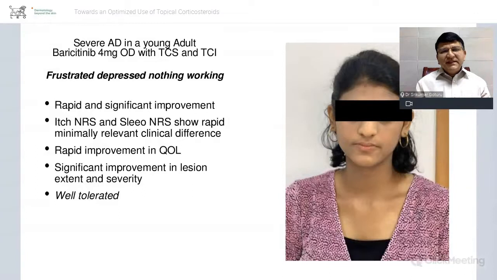So with all these discussions factored in, this frustrated, depressed person in whom almost nothing seemed to be working actually ended up with a rapid and significant improvement. We started her on baricitinib, 4 milligrams once daily, of course, along with topical corticosteroids and topical calcineurin inhibitors. We all know that most of the studies have actually used these in combination, and the results are far better in this combined treatment scenario than as monotherapies.